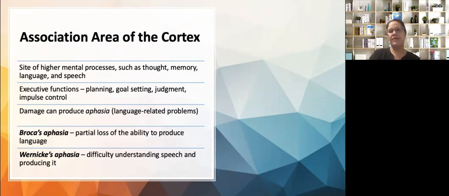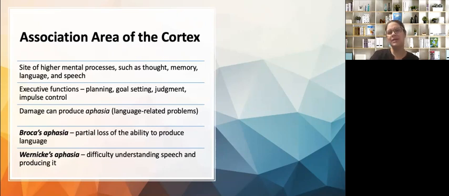Damage to this area can result in something called aphasia, which results in problems related to language, either understanding or producing language. So there are actually two types of aphasia that can occur from damage in this area. The first is called Broca's aphasia. This, of course, results from damage to Broca's area, and it results in the partial loss of the ability to produce language. So these individuals who have Broca's aphasia have trouble finding the right words. Their speech becomes really halting. It's like a stop and go.